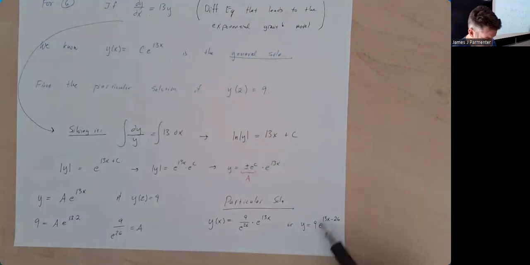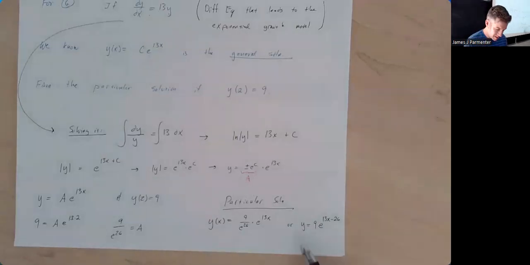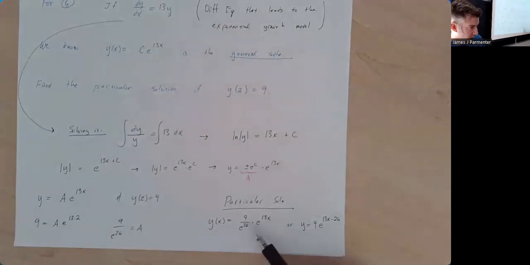Also, if you write it this way, you can see that when you plug in 2 for x, 13 times 2 is 26, 26 minus 26 is 0, and e to the 0 is 1, and 9 times 1 is 9, so you get 9. So it works. But sometimes people, especially when you get a not very nice constant in front like that, often combine the e to the whatevers to do that.